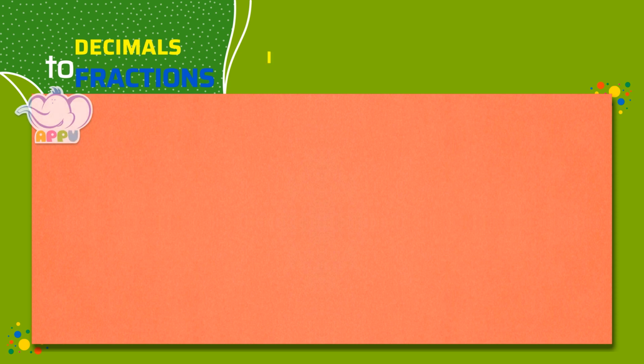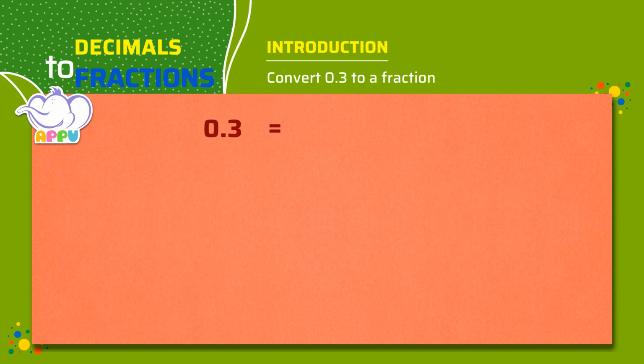Decimal to fraction. Introduction. Any decimal number can be expressed as a fraction. Let's convert the decimal number 0.3 to a fraction. 0.3 is the same as 0.3 by 1. We have one digit after the decimal point, that is 3.